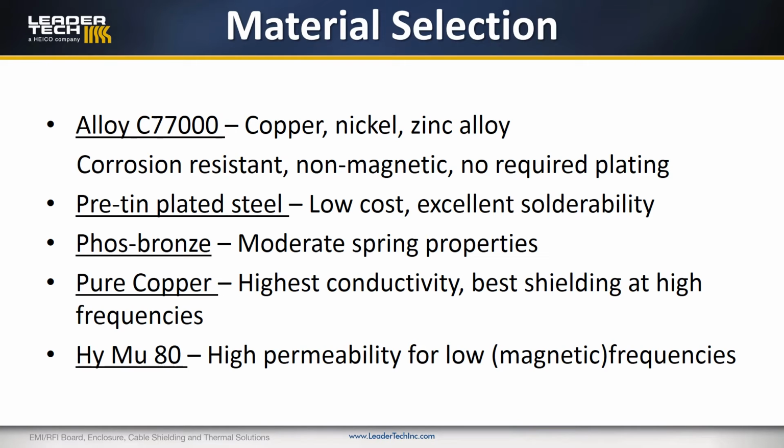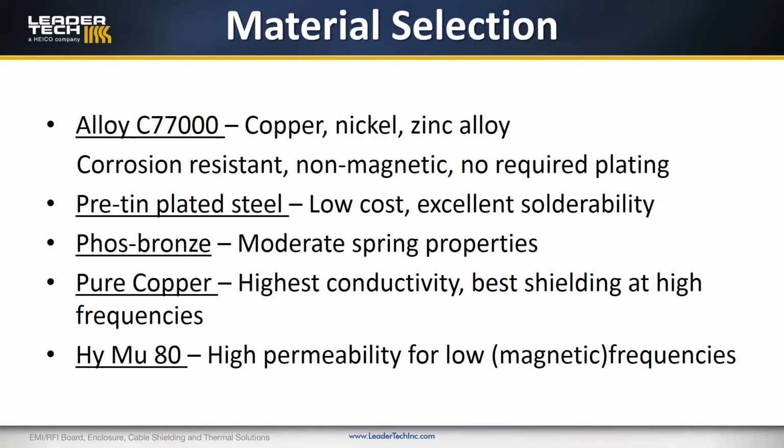When we're designing an EMI shield, the first aspect that you look at is what type of material you're going to make the shield out of. So you have to ask yourself, how is the shield going to be used? Will it be in a corrosive environment outside, in a vehicle maybe, or is it going to be indoors in a protected environment? So we have multiple options of material. The alloy 770 is a copper nickel zinc alloy. It's what we use for corrosion resistant designs. It's non-magnetic and it doesn't require any plating.